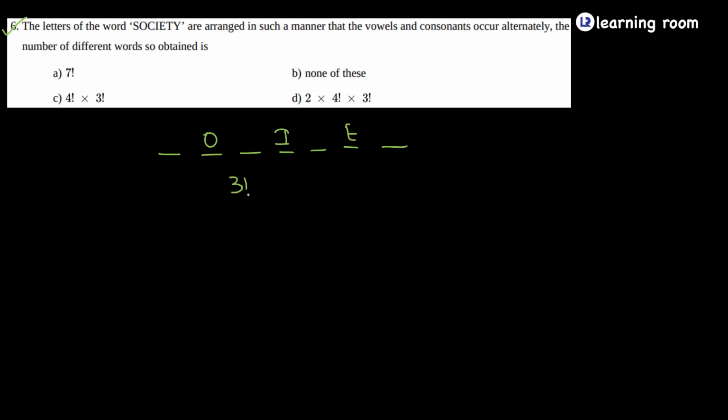How many consonants are there? 4. They can be arranged among themselves in 4 factorial ways. So 4 factorial into 3 factorial will be the answer.